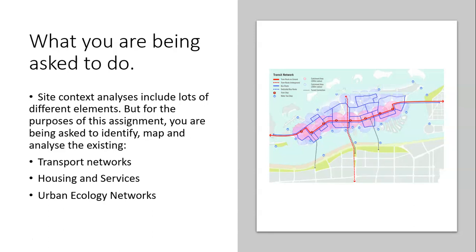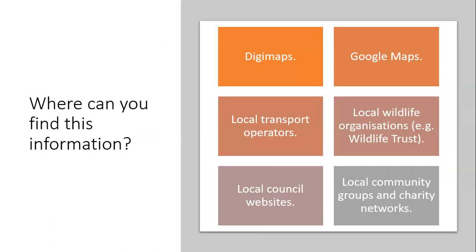So what is the public transport, the road network, the pedestrian transport, cycle network in the area already? What housing and services exist either on the site, if there are any, or in proximity to the site? And what do you think is important about the existing housing and service networks around the area? And can you identify and assess the quality of the urban ecology networks as well? So those are, again, things like blue infrastructure, green infrastructure, biodiversity.